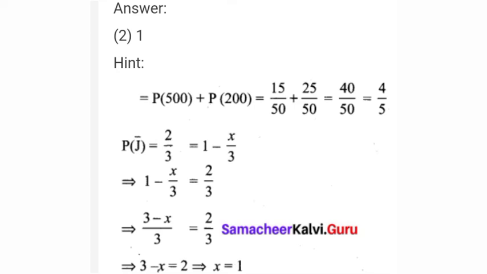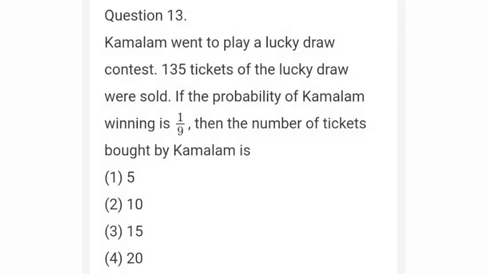Can you understand? Okay. Question number 13. Kamalam went to play a lucky draw contest. 135 tickets of the lucky draw were sold. If the probability of Kamalam winning is 1 by 9, so n of s equal to 135, winning probability is 1 by 9. Then the number of tickets bought by Kamalam is, the number of tickets means we find n of a. So first option is 5, second option is 10, third option is 15, fourth option is 20.